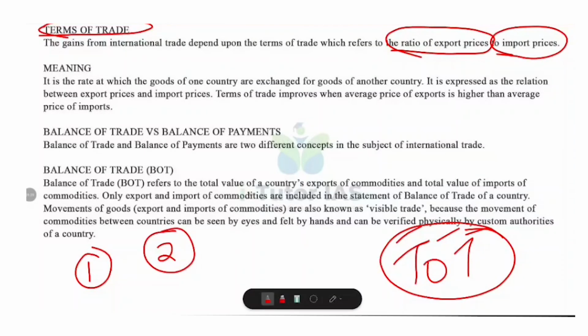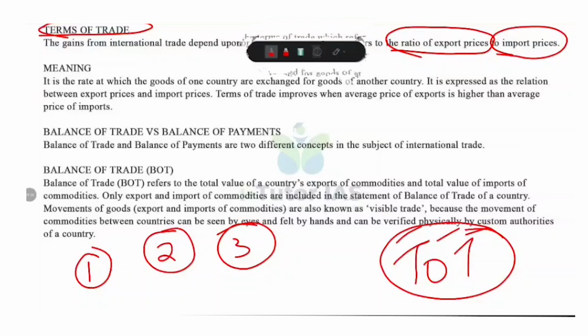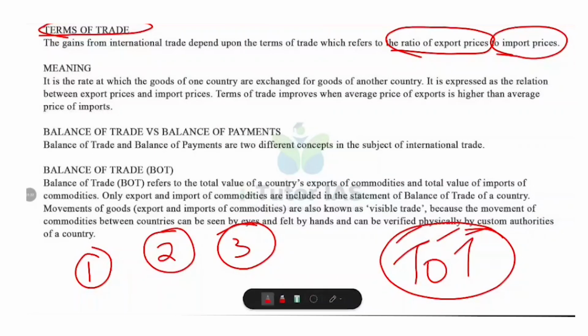Second one, it is very important for policy implication. That means governments monitor TOT to design trade policies, subsidies or tariffs to protect domestic interest. Next one, impact on economy. What is meant by that? Yes, the improved TOT leads to higher national income and better balance of payment. And deteriorating TOT may lead to trade deficit and pressure on foreign reserves. So these are the importance of TOT.